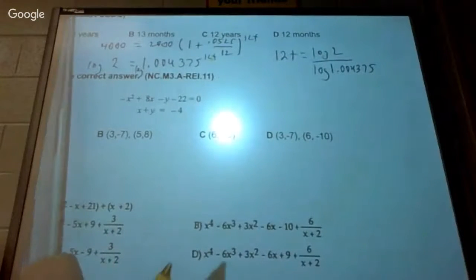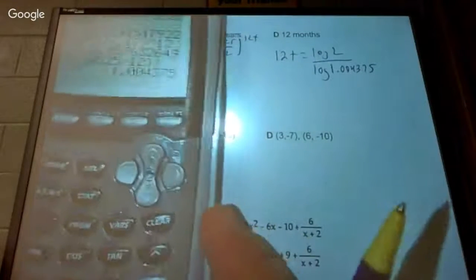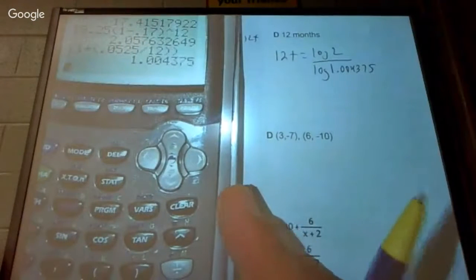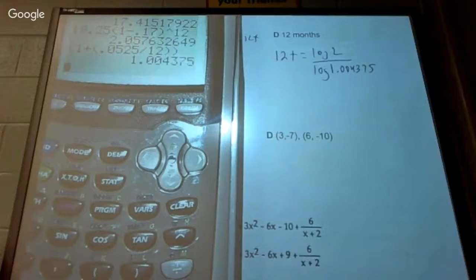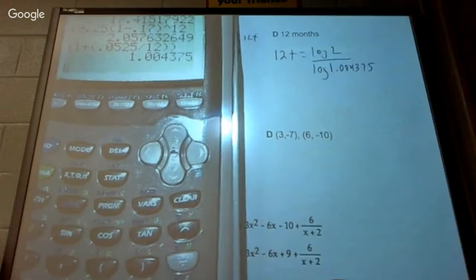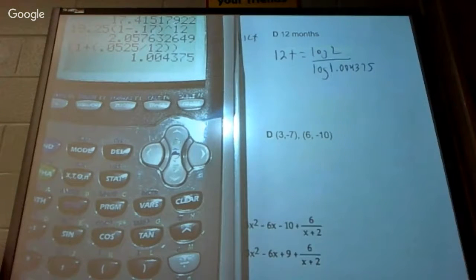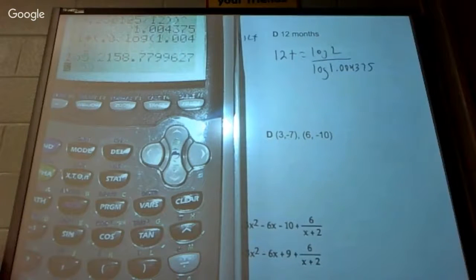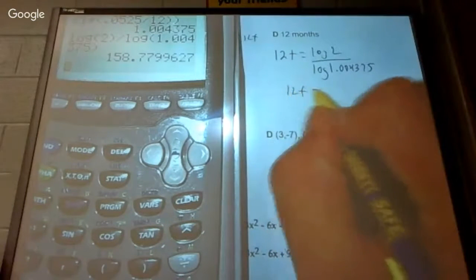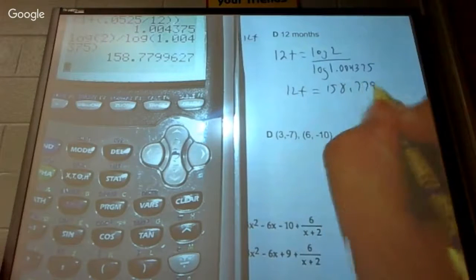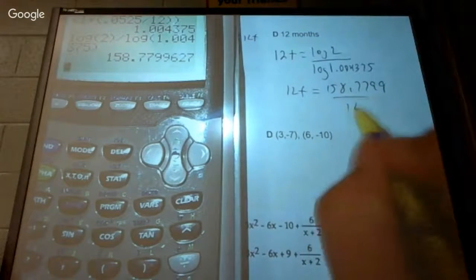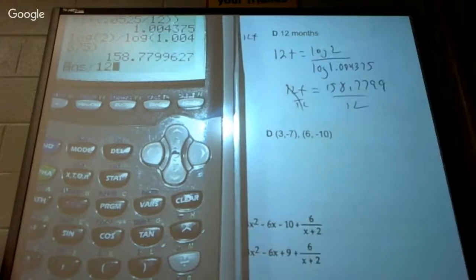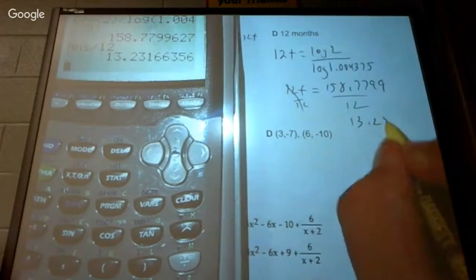Now, take your calculator. Good thing on the Apple calculators, if you turn them sideways, you can do logarithms on there. But you'll be able to use these on the final, but I'm just saying working it at home if you decide to mess with one. Log 2 divided by log of 1.004375. You get 158. So 12t equals 158.7799, blah, blah, blah. And then divide by 12, right? So just keep it on the calculator, divide by 12, you get 13.23.